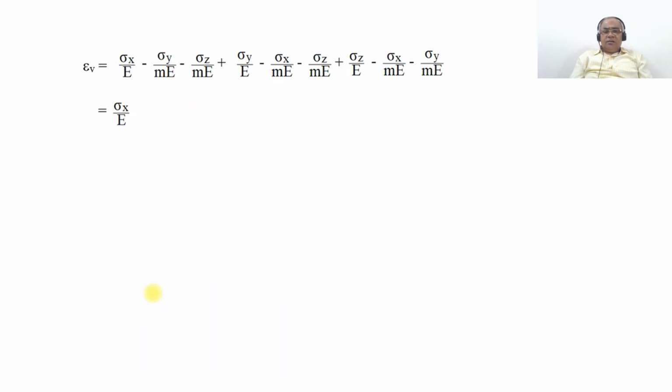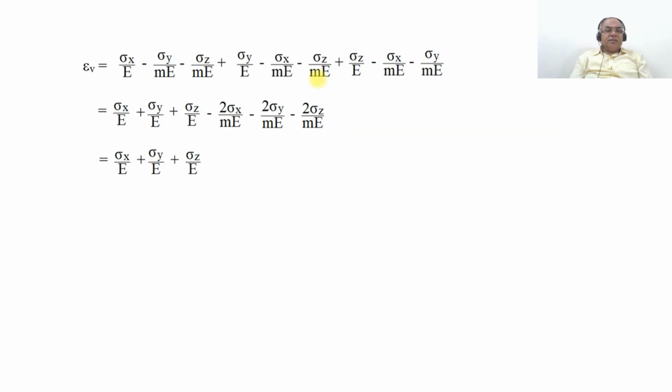Rearranging the equation: sigma X by E plus sigma Y by E plus sigma Z by E, minus 2 sigma X by M into E, because here we have sigma X by M into E minus sigma X by M into E. Similarly for sigma Y, minus sigma Y by M into E minus sigma Y by M into E gives minus 2 sigma Y by M into E. And minus sigma Z by M into E minus sigma Z by M into E gives minus 2 sigma Z by M into E.